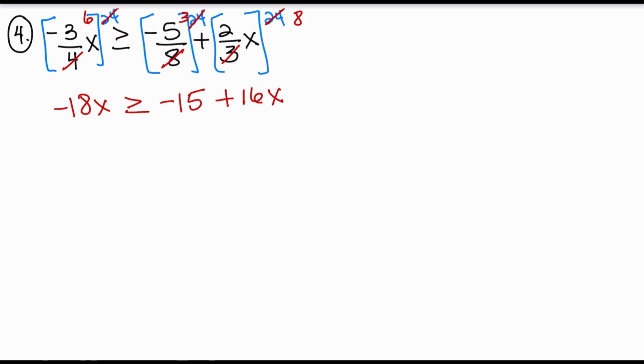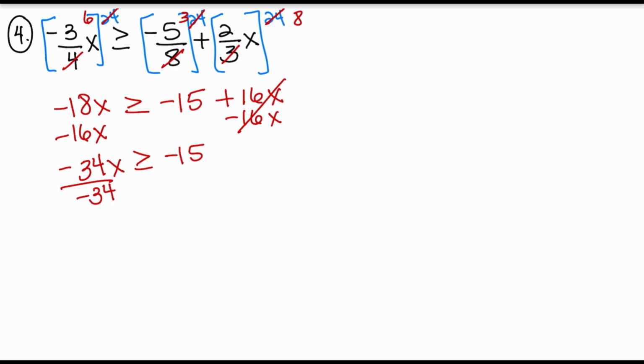And here, I'm going to now subtract 16x from both sides. That gives me negative 34x is greater than or equal to negative 15. I didn't switch the inequality because I was just subtracting. When you add or subtract, you never switch the inequality. But now that I have to divide both sides by negative 34, then yes, I'm going to go ahead and switch this inequality. So this means that x is less than or equal to positive 15 over 34. And 15 over 34 does not simplify, so that's my answer.